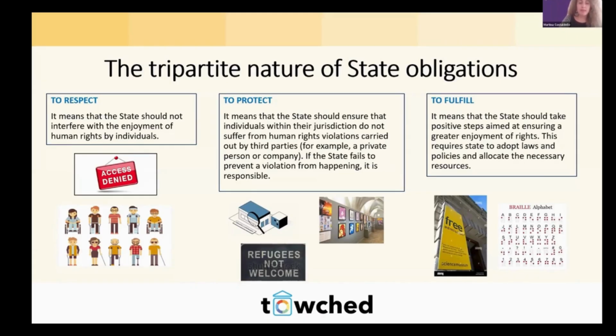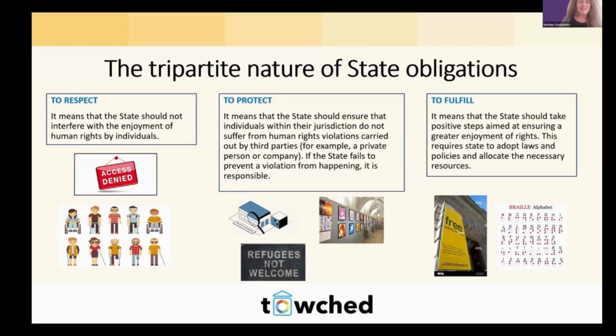So the obligation to respect human rights is an obligation that has a negative nature. It means that the state shouldn't do anything in particular, but it should refrain from interfering with the rights of individuals. So how can this relate, for example, to the context of a museum?